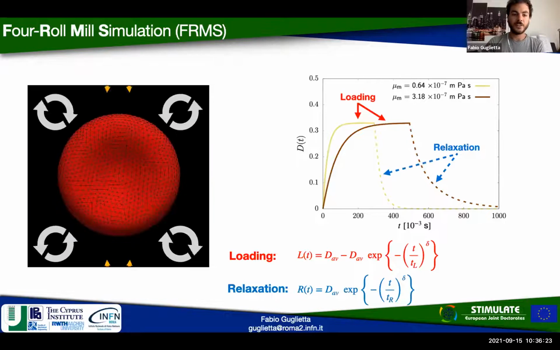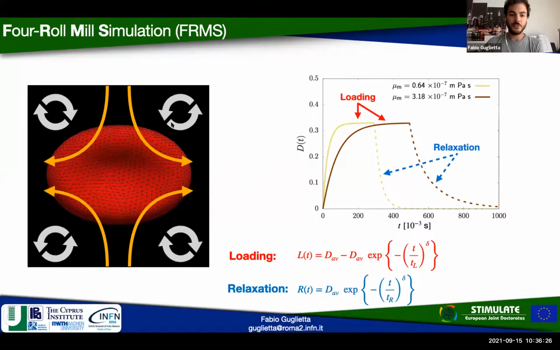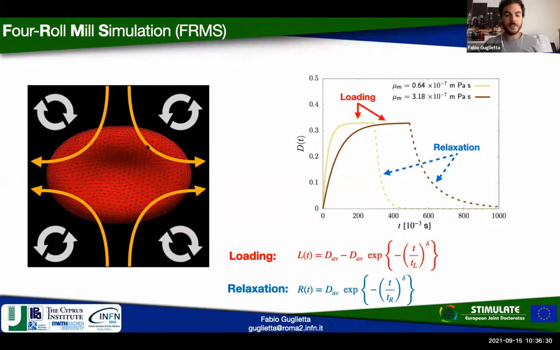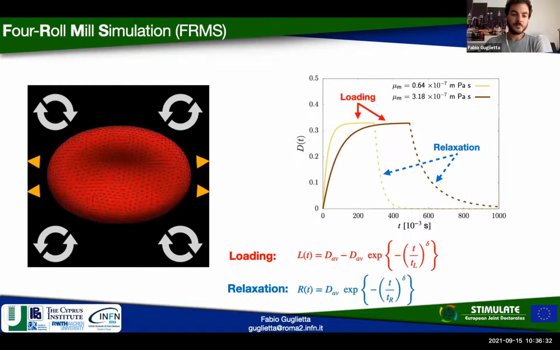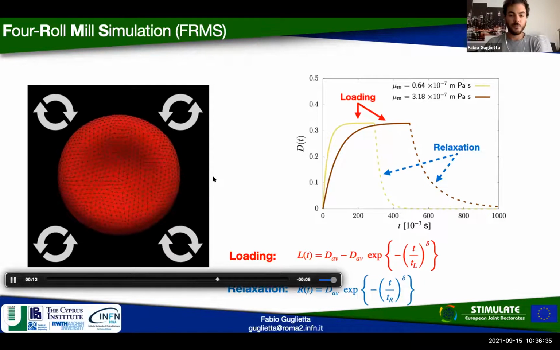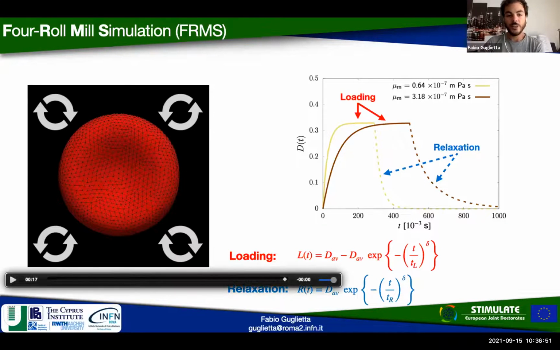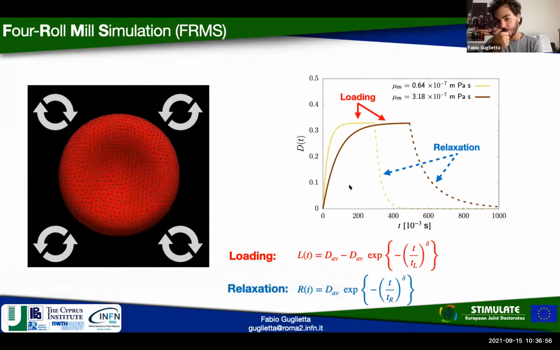This is a sketch of the simulation. You can see the cylinders rotating. Those are the flow lines. The membrane deforms, then the cylinders stop rotating, and the membrane relaxes to the shape at rest. Here again we have a plot of the deformation as a function of time, and we can see that now there are no more oscillations, because the oscillations that we saw before for the shear simulation are typical of when the membrane rotates. This plot is similar to the one for the stretching simulation.